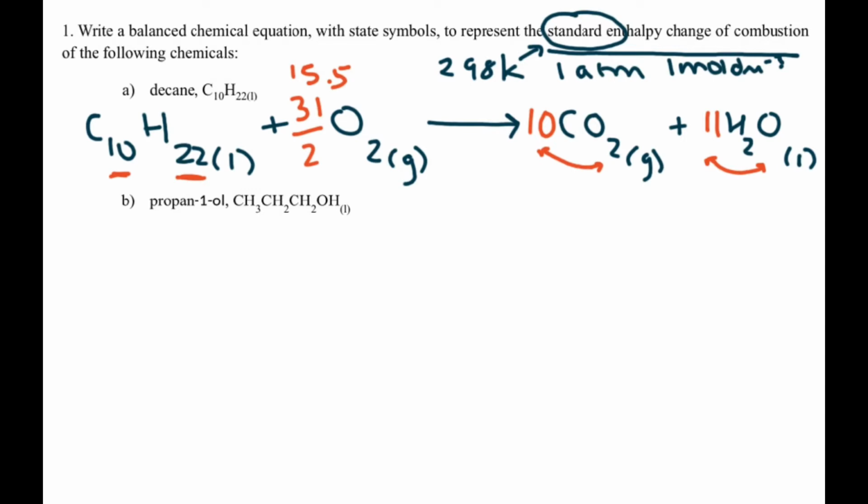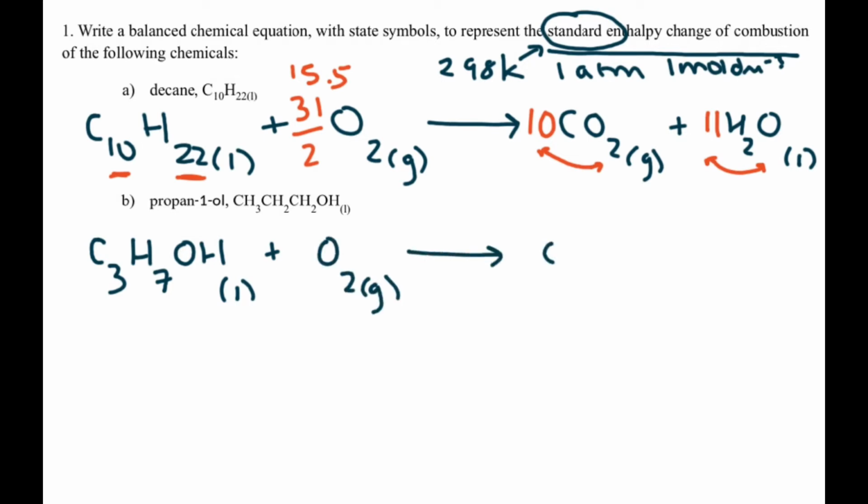Here's another example, propan-1-ol. So I'm just going to write this a little bit not as long, so I'm going to put C3 and H7OH. So still propan-1-ol, and propan-1-ol is a liquid, and it's the complete combustion of 1 mole in oxygen, and that's going to give carbon dioxide plus water. Okay, and you've got to remember when you're balancing that you never put a number at the front because it is the combustion of 1 mole.